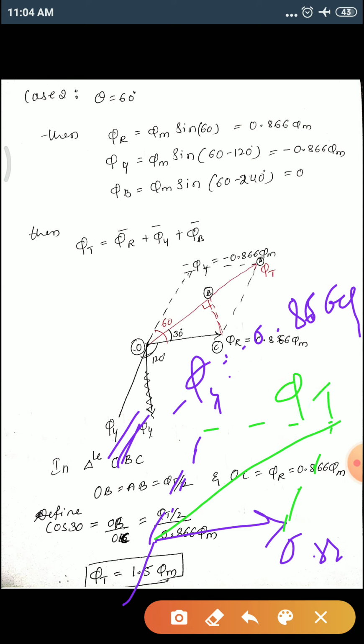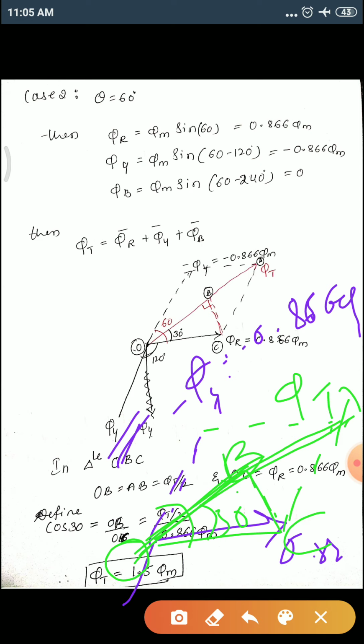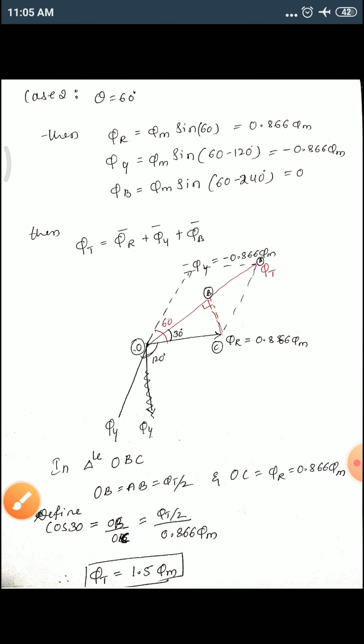Therefore, extend this line perpendicular to this. Let's take this as O, A, B, and let's say C. So here, this total is 60 degrees, this is 30 degrees, right? So in this triangle, define OB: OA is phi t, OB is phi t by 2, half of this. OC value you know, right?